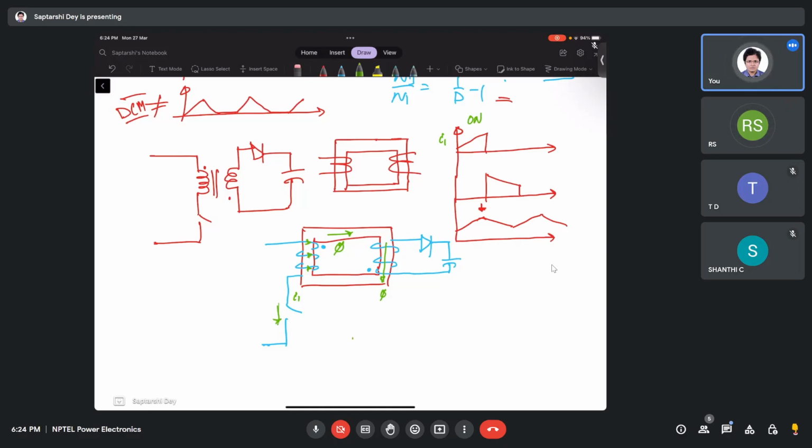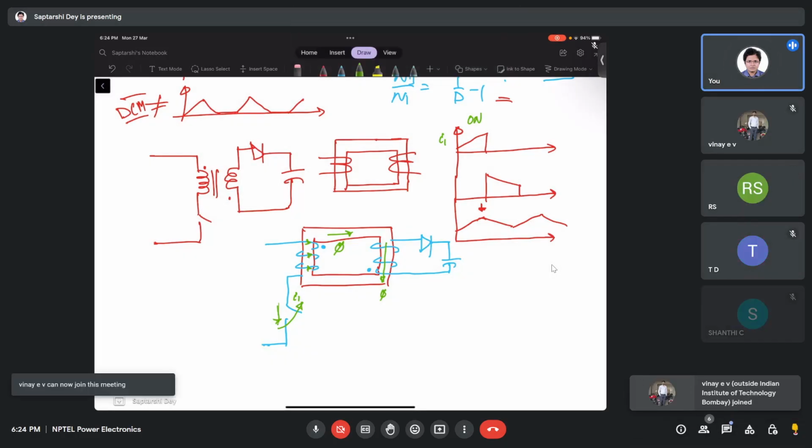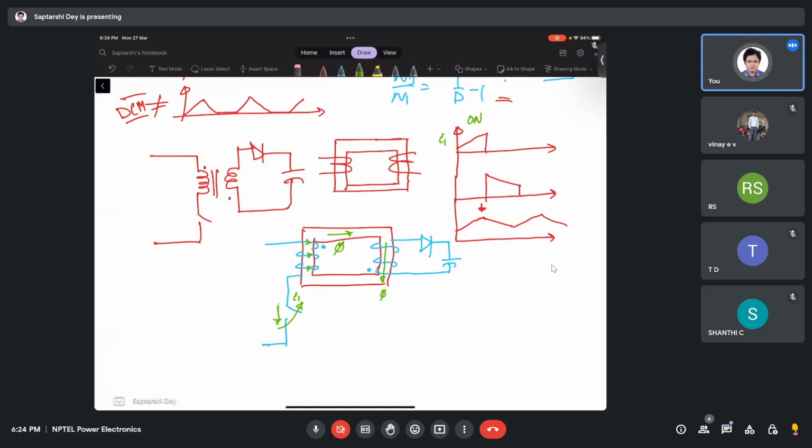Now what is happening is we are opening the switch. Once we open the switch, this flux suddenly tries to drop because there is no source of flux. We know that mmf is flux times reluctance. If mmf suddenly turns 0, flux will try to become 0.